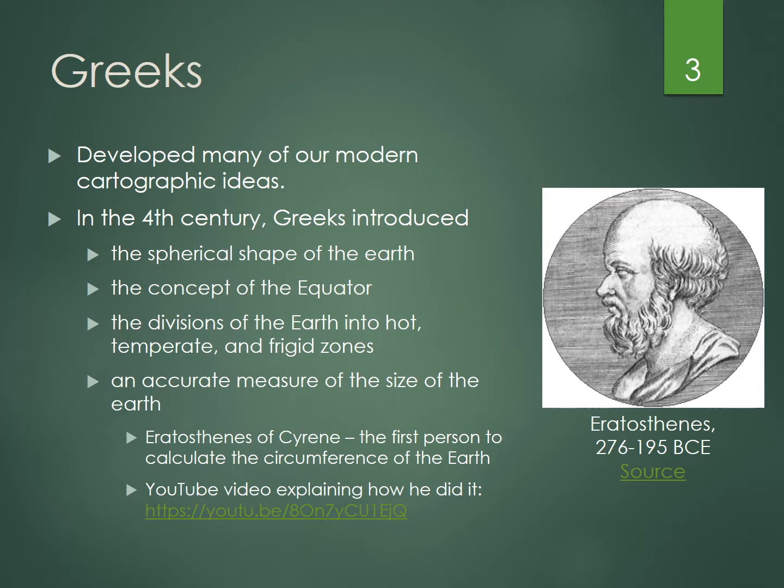In the 4th century, the Greeks introduced several things, including the spherical shape of the Earth, the concept of the equator, the divisions of the Earth into hot, temperate, and frigid zones, and an accurate measure of the size of the Earth. Most notably, this accurate measure of the size of the Earth was done by Eratosthenes of Cyrene, depicted on the right. He was the first person to calculate the circumference of the Earth, and honestly, he did a pretty accurate job.